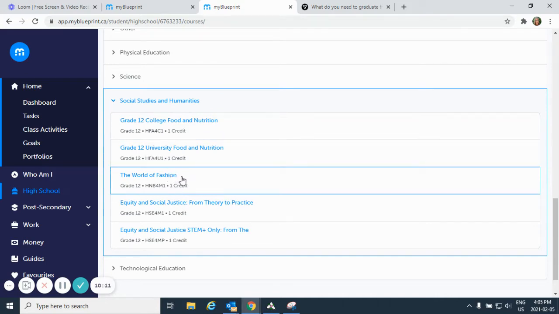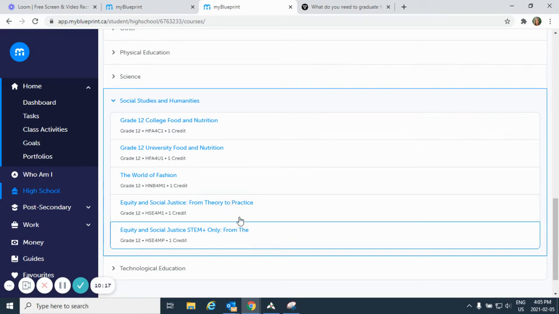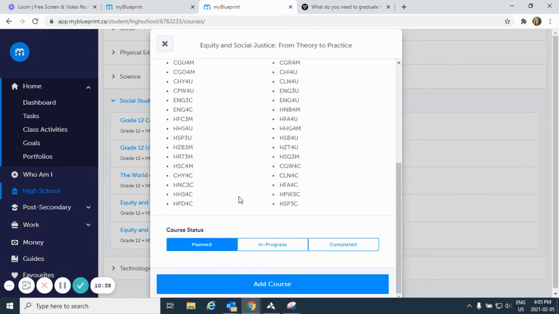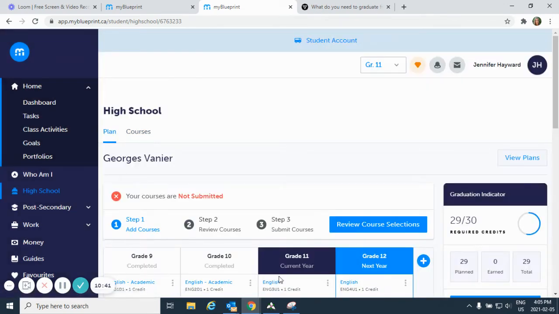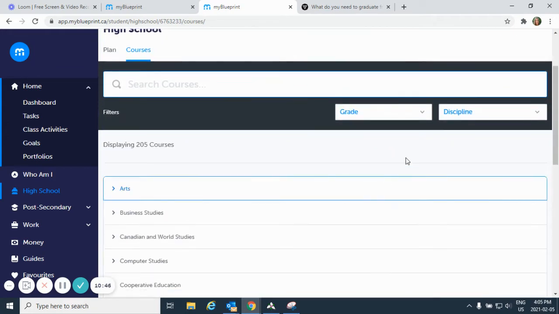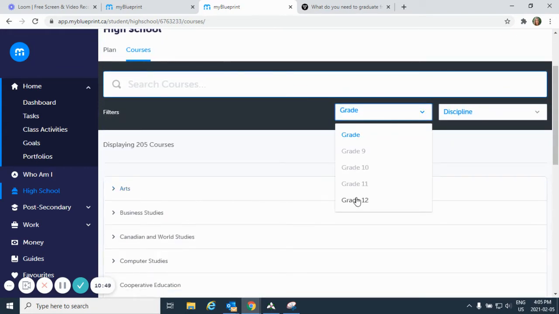I could do grade 12 fashion. We also have this newer course, equity and social justice. And you'll see there's two of them. This equity and social justice course is for students who are in our STEM program. STEM students, you would choose this course as it has the P. This course looks pretty interesting. I'm going to read the course description, and I will add this course to my plan. Moving right along, I think I'm also interested in trying out something in business.